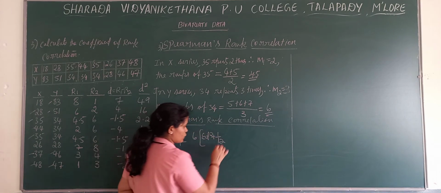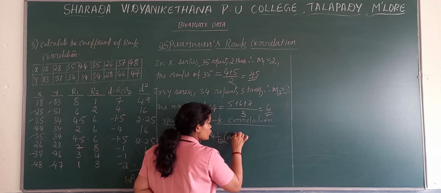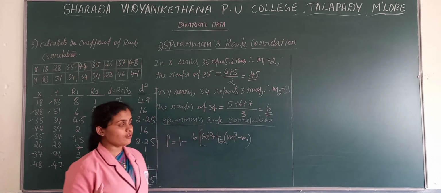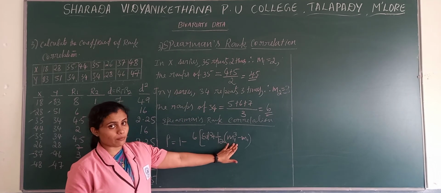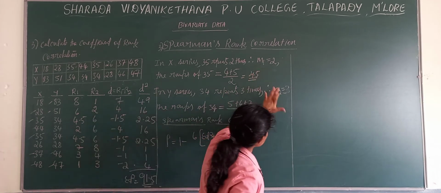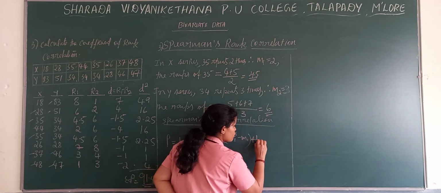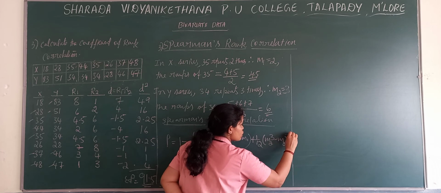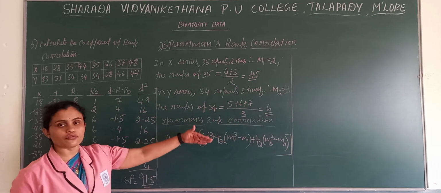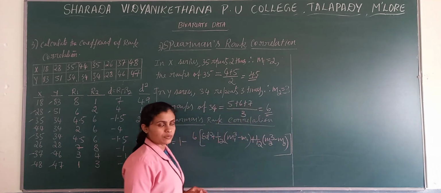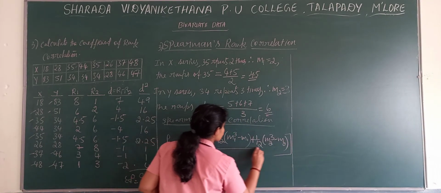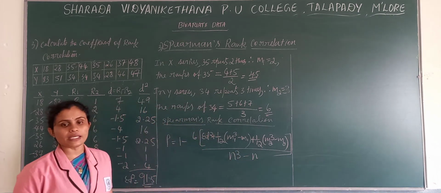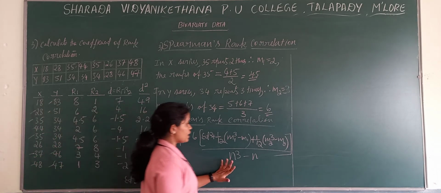In the formula comes m1 cube minus m1. For example, if only one value repeats, your formula ends here and m2 will not come. But we have here m1 as well as m2. So once again plus 1 by 12 m2 cube minus m2. We don't have any m3. If you have one more value that repeats, then m3 cube minus m3 will come. So divided by n cube minus n.